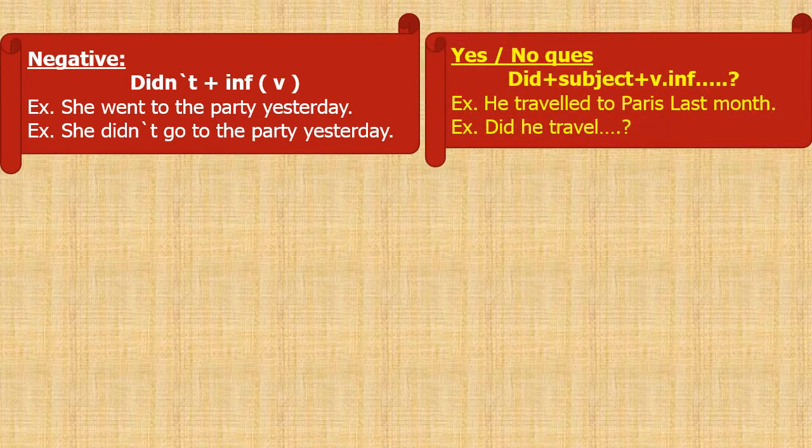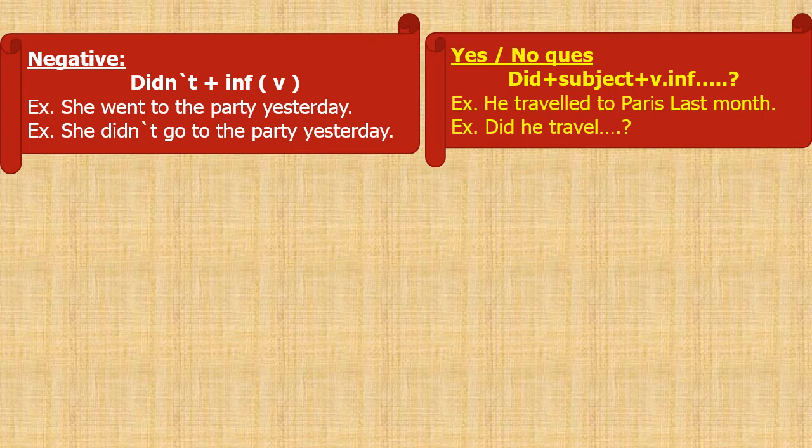Yes, no question. There are always 3 steps to form a yes, no question. Auxiliary verb, subject, verb. Okay, in the past simple, I use did to start the yes, no question.